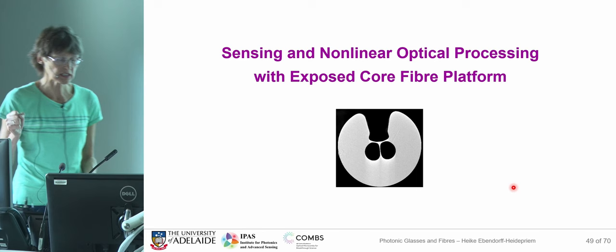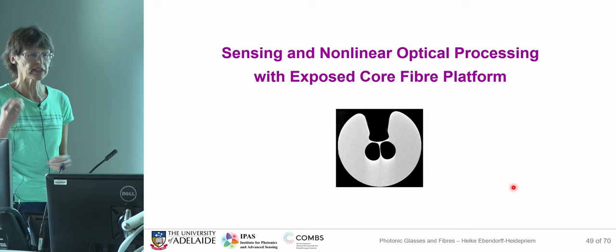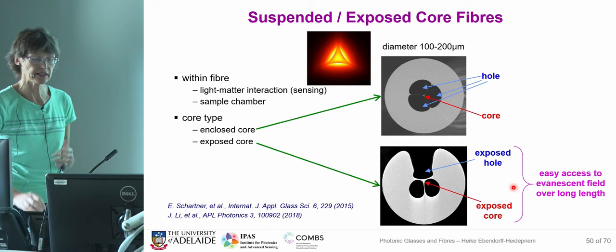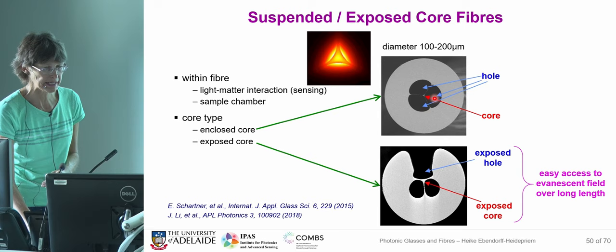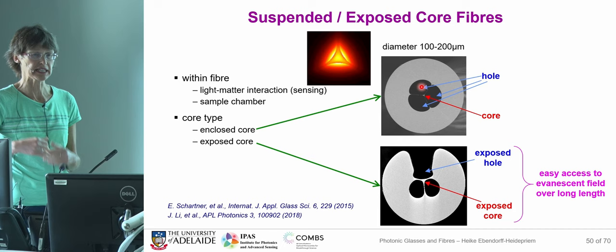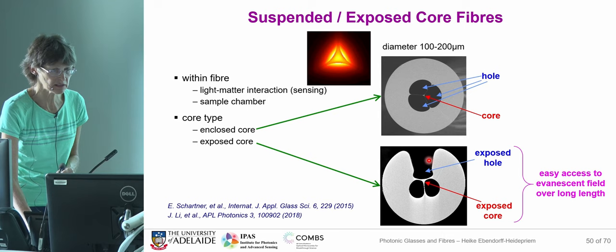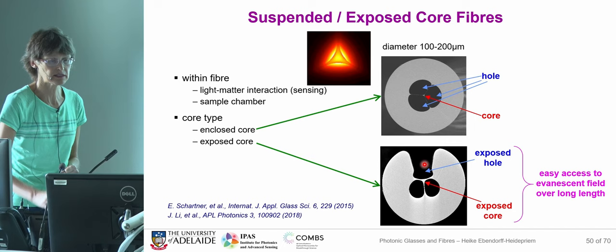A few slides, again a different topic, coming back to sensing and nonlinear optical processing with the exposed core fiber platform. So I mentioned this already, these type of fibers. We have here the glass core in the center surrounded by air holes. Because of the air holes, a portion of the light goes into air. The holes can be, for example, filled with liquid, and this allows then light matter overlap. We make these exposed core variants of the suspended core fiber. Exposed core means now easy access to the environment for sensing, but also for applying coatings.